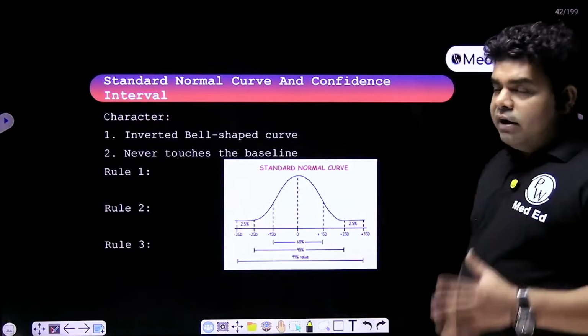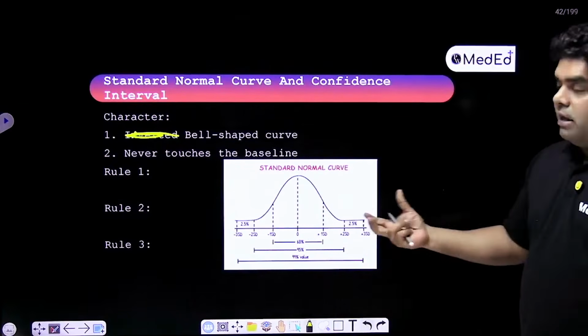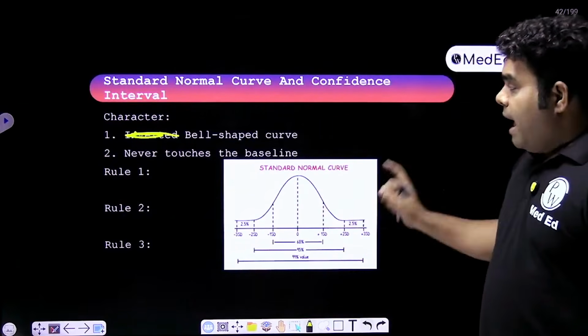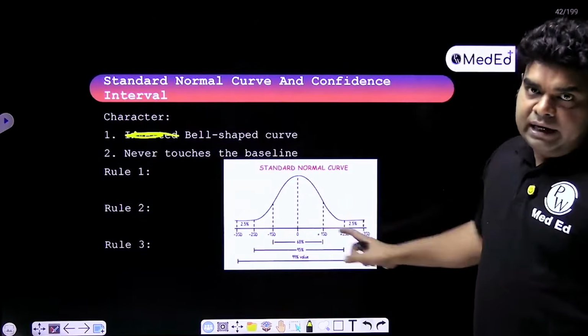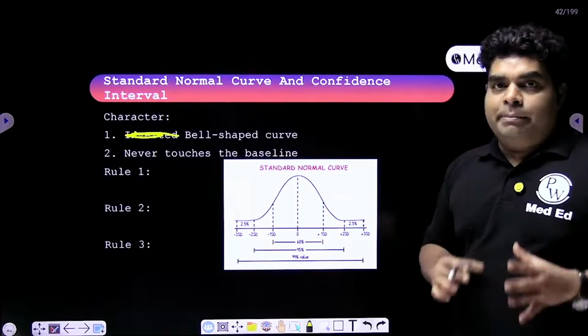A standard normal curve is always bell-shaped, hanging upside down like a bell. So it is bell-shaped and it never touches the baseline. Why does it never touch the baseline? Because probability always remains there.